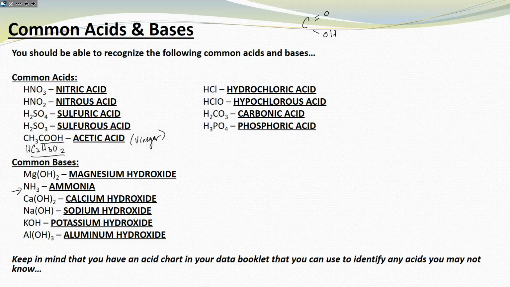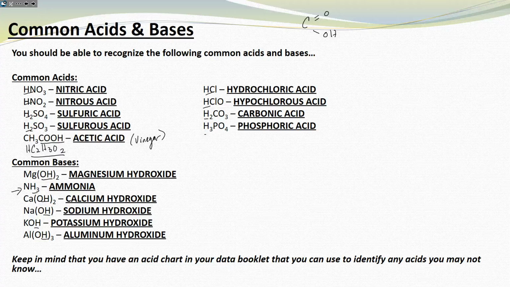It is a base, and its formula is NH3. It's kind of one of the weird ones. If you think about acids, they all seem to have H's at the start, and bases all seem to have OHs at the end, with the exception of ammonia. If you asked most grade 9 or 10s which it is, an acid or a base, they would probably say it's an acid because it has H's.